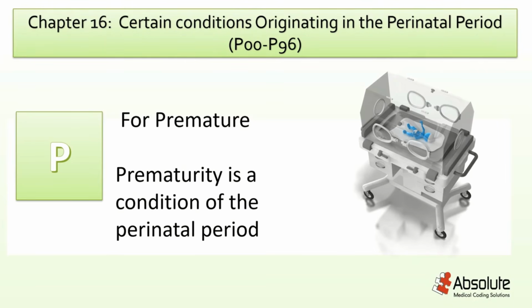Chapter 16. These category codes begin with the letter P. You will find certain conditions originating in the perinatal period, code series P00 through P96. When we think of the perinatal period, we think of prematurity, right? We think of premature babies, and prematurity is a condition of the perinatal period. So P is for certain conditions originating in the perinatal period. Chapter 17.